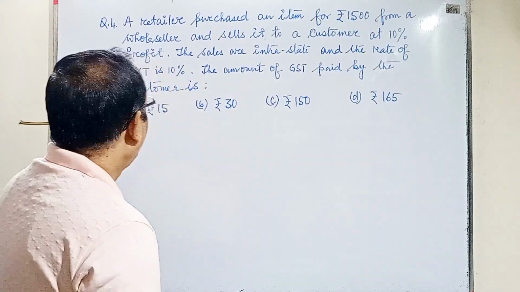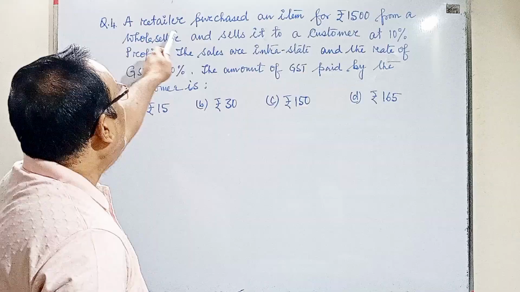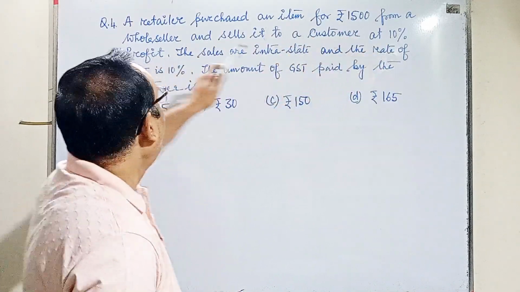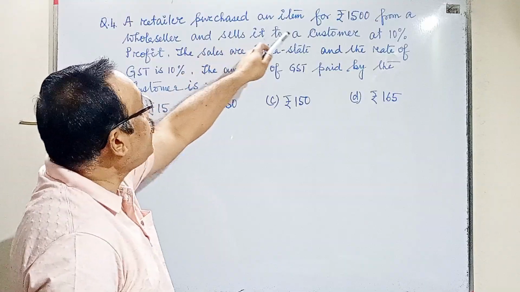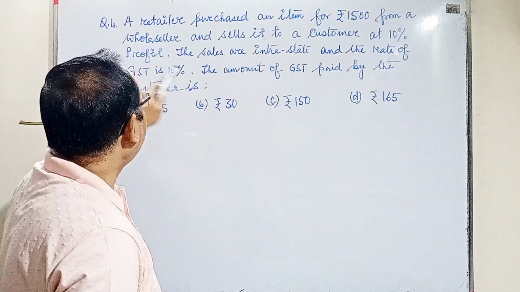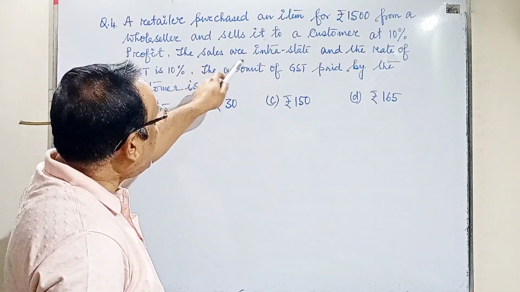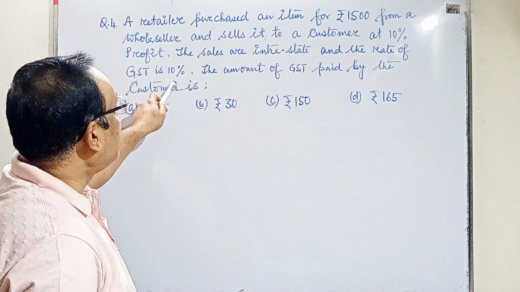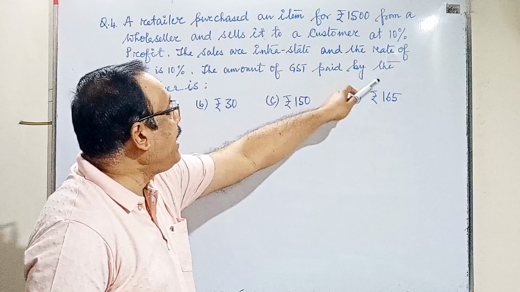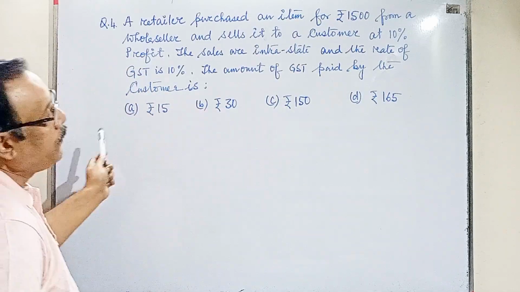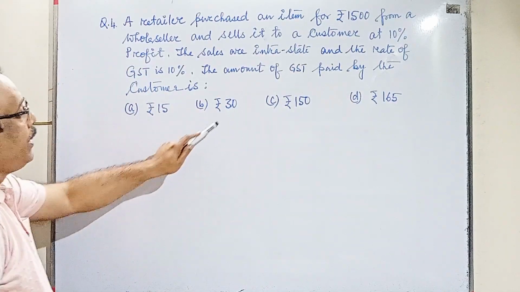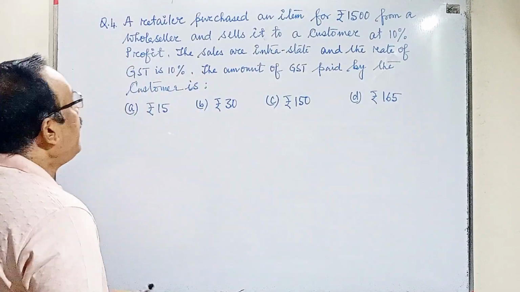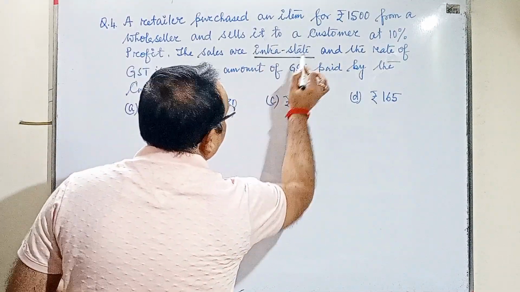So the next question, question 4. A retailer purchased an item for rupees 1500 from a wholesaler and sells it to a customer at 10% profit. The sales are intrastate and the rate of GST is 10%. The amount of GST paid by the customer is, we have got 4 choices: rupees 15, rupees 30, rupees 150, rupees 165.